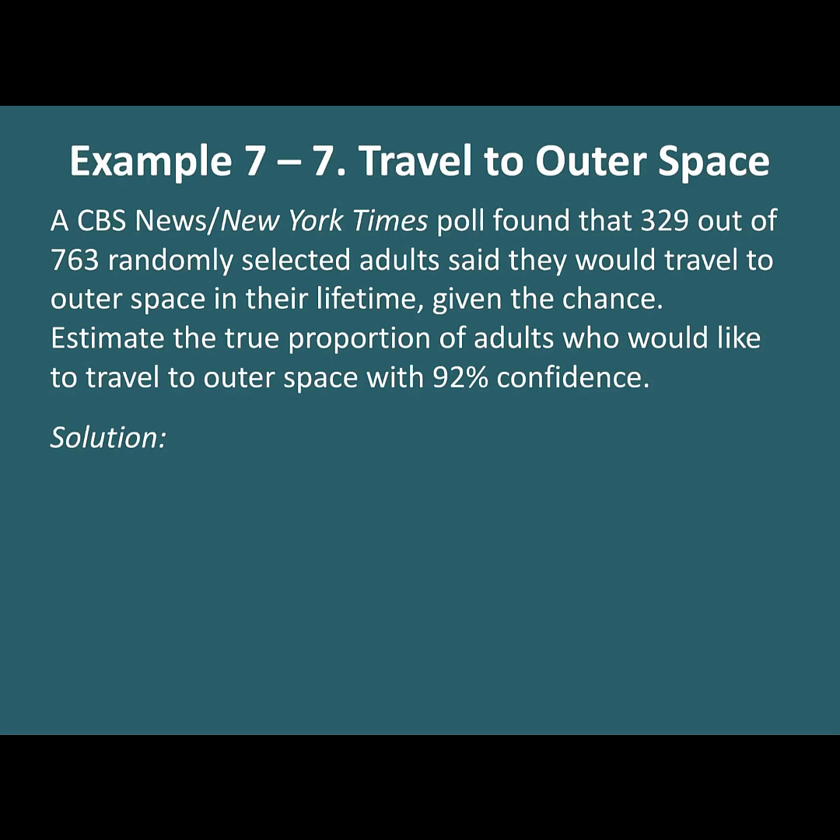Let's go ahead and do an example. A CBS News New York Times poll found that 329 out of 763 randomly selected adults said they would travel to outer space in their lifetime if given the chance. Estimate the true proportion of adults who would like to travel to outer space with 92% confidence. According to this poll, x would be 329, the number of adults who say they would travel to outer space if given a chance. n would equal 763, the number of adults that were asked in this poll.